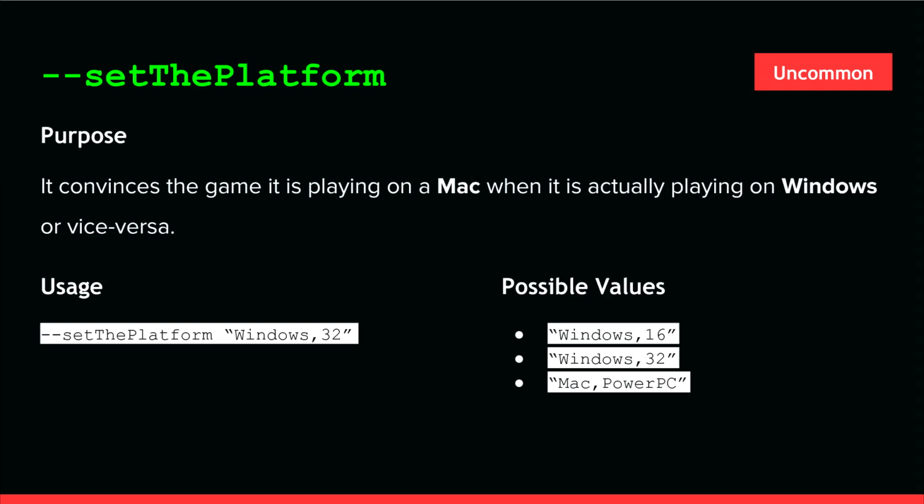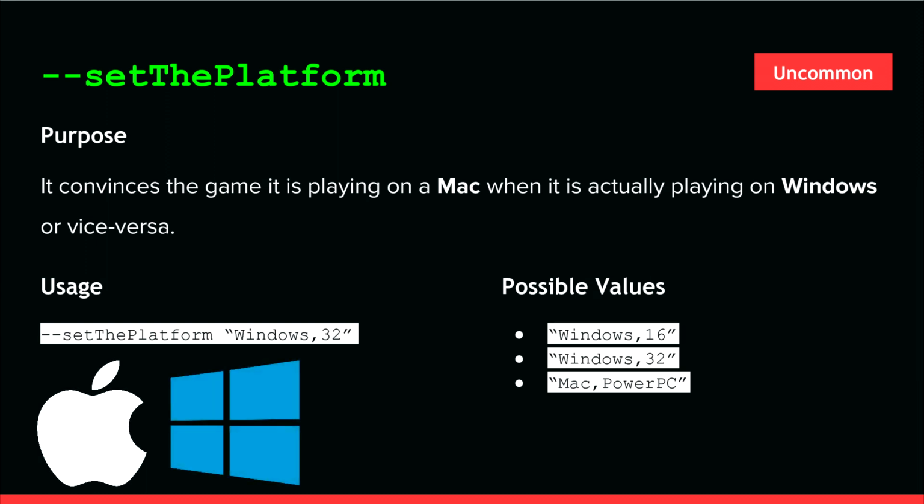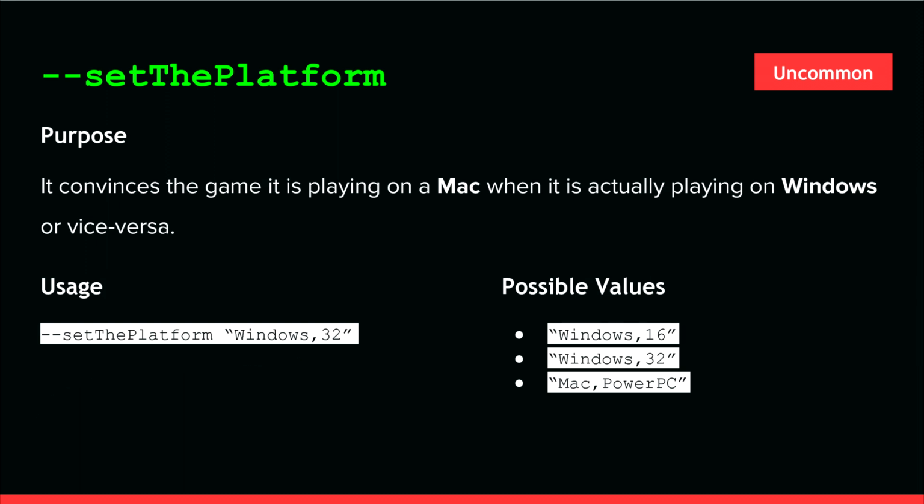The next argument is --set the platform. This can be used to convince the game it is playing on a Mac when it is actually playing on Windows or vice versa. Again, this is simply an option available to you on the off chance that playing the game on a particular OS incites some undesirable behavior. Possible values are Windows, 16, Windows, 32, or Mac, PowerPC. The number of bits is based on whether the projector is a 16-bit or 32-bit executable, not the OS architecture.